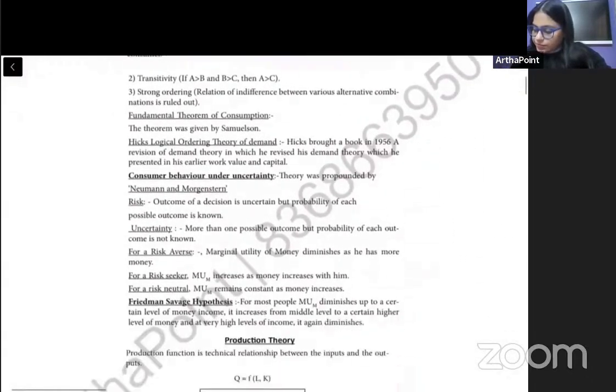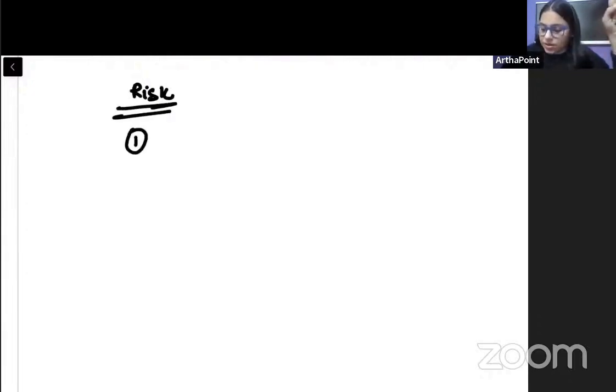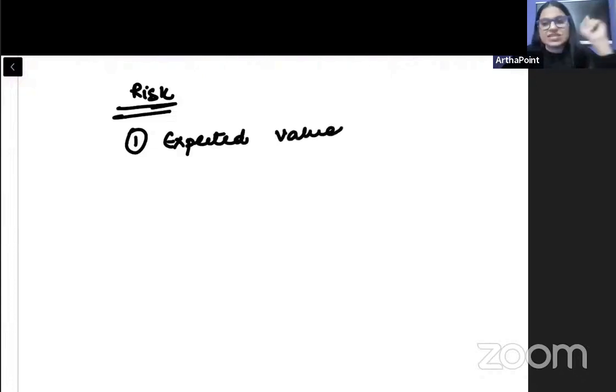And here I want to talk about risk before I go further. Take care. Now just listen to me. In risk, you should be aware of the following concepts. First, you should be aware about expected value. That's the first thing that can be asked in the exam.